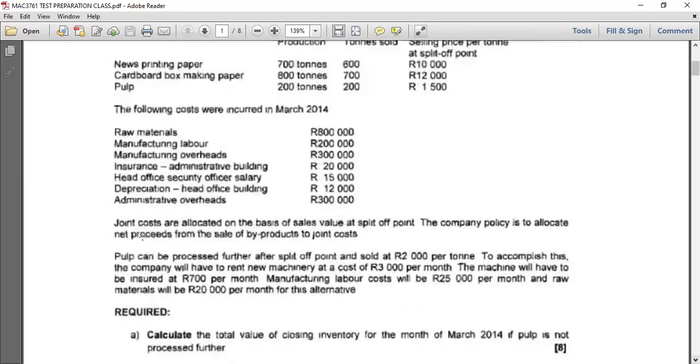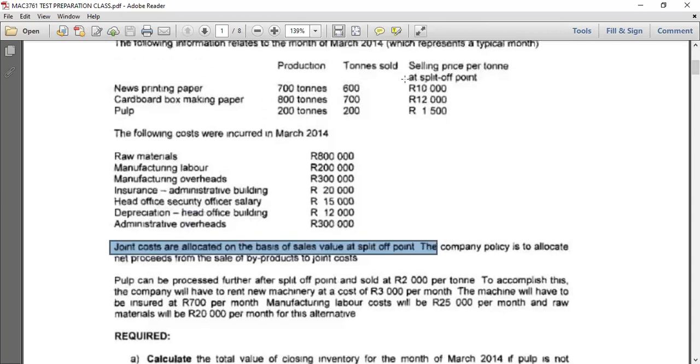Right. Then we're told that when you're doing joint and byproduct costing, they will always tell you the method that the entity is using to allocate the joint costs. Now we are told that joint costs are allocated on the basis of sales value at split off point. So we're going to use the sales value at split off point. And note that when we say sales value, we're talking about the sales value of all the units produced. This one is per selling price per ton, so we have to multiply this by all the tons produced, not necessarily the sales. So we're talking about the sales value of all the tons produced. So we'll be allocating according to their final sales value.